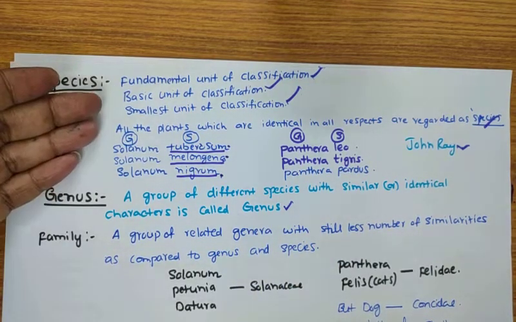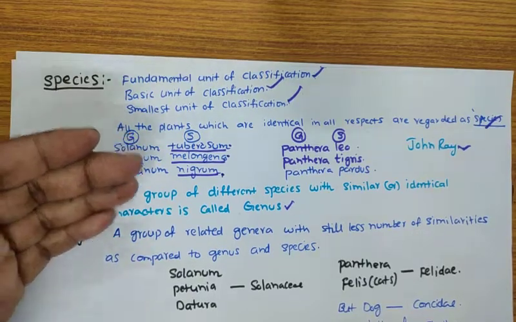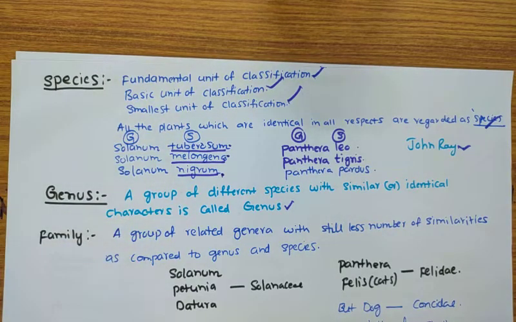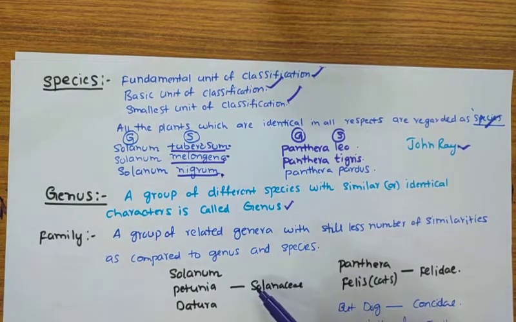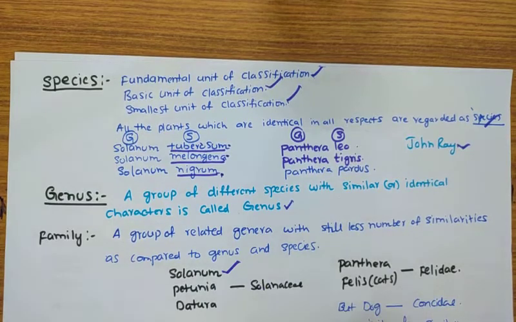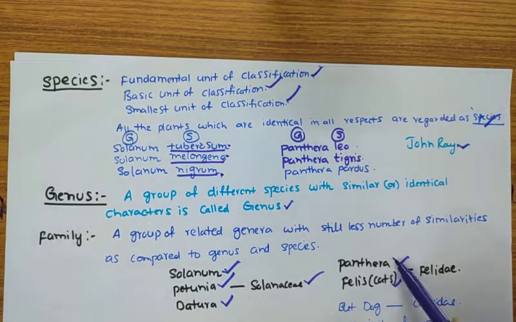So more similarities, then fewer similarities, then even fewer. Like that, different genera belong to one family. For example, Solanum tuberosum, Solanum melongena, Solanum nigrum, Petunia and Datura are different plants, and having different genera, they come under one family, that is Solanaceae. Like that, Panthera, which includes lion and tiger, and Felis, the cat, come under the Felidae family.